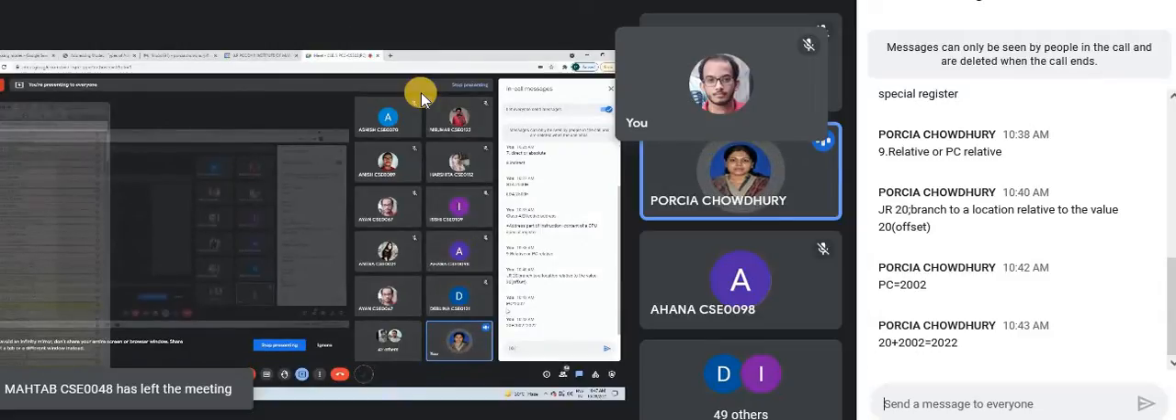Now the content of program counter will be mentioned. You have to add this 2 bytes with the content of program counter. So over here I have assumed that initially the content of program counter is 2000 and after fetching the instruction it becomes 2002. Why 2 bytes? It's clear. 1 byte for the opcode and 1 byte for the value. Okay.